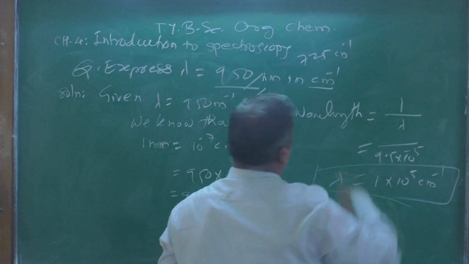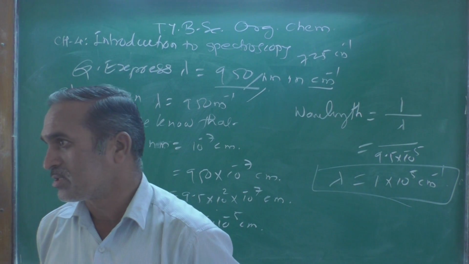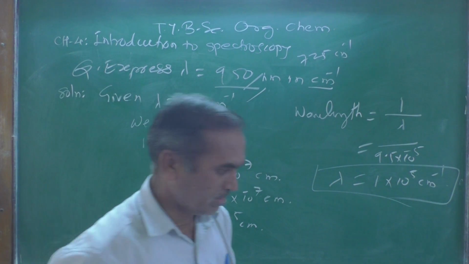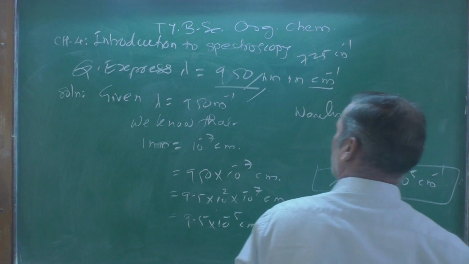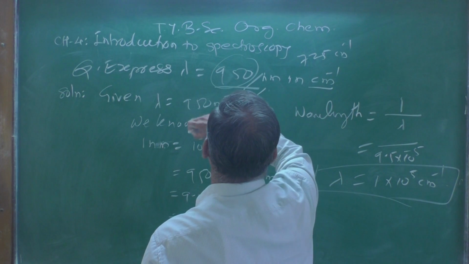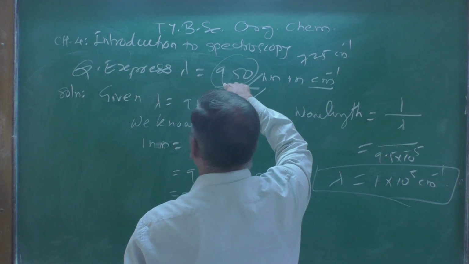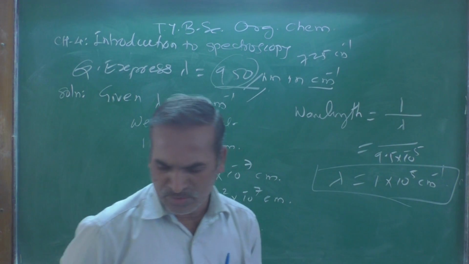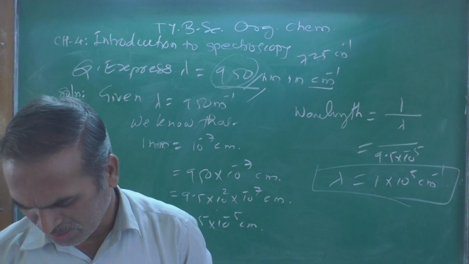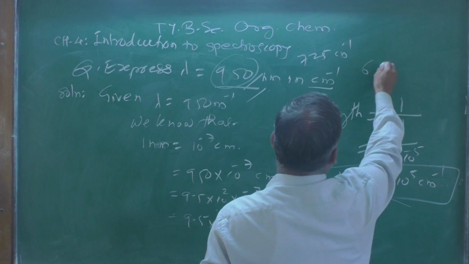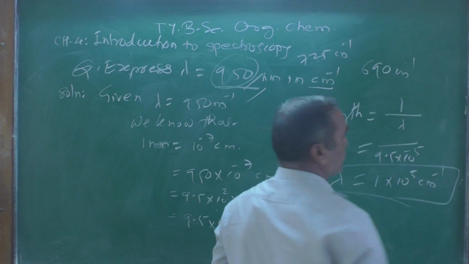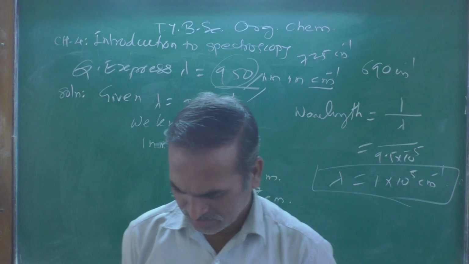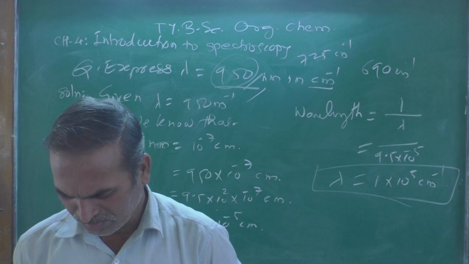Or sometimes they will ask 725. If you see the question papers of various years, you will find only the values change. Sometimes you may find 950, 725, or in some paper 690 per centimeter. Whatever value they give depends upon that paper set.